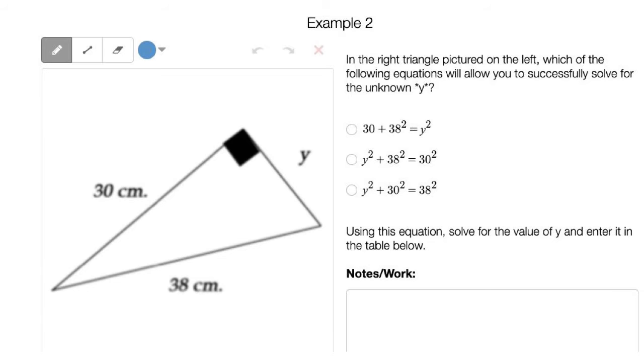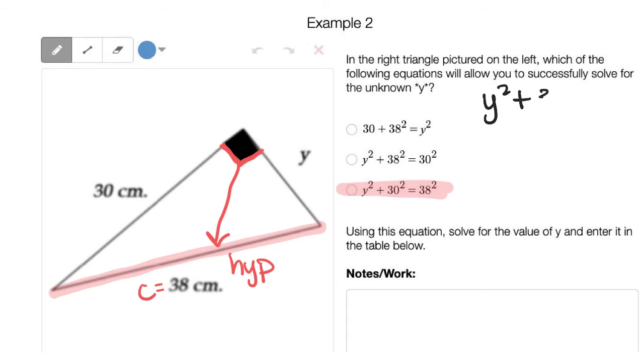On this next one, just like I did before, first step, find your right angle. Directly across from it has to be your hypotenuse, or your c value. So this side that has the 38 on it, that's my hypotenuse. It has to be by itself. This is the only one that has 38 by itself. So I have y squared plus 30 squared equals 38 squared. I'm just going to do some simplifying. Y squared plus 900 equals 1444.